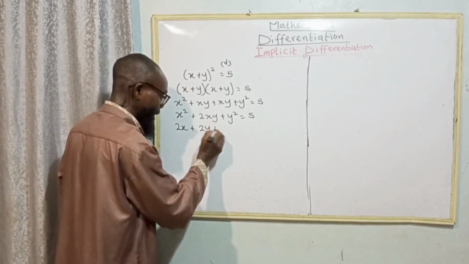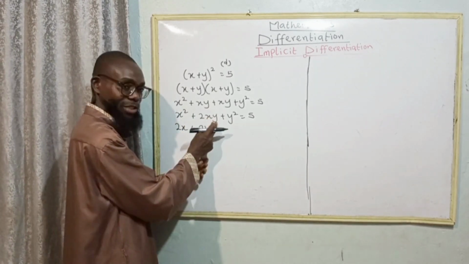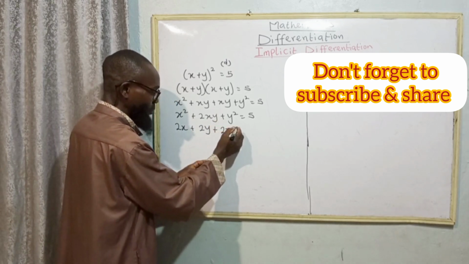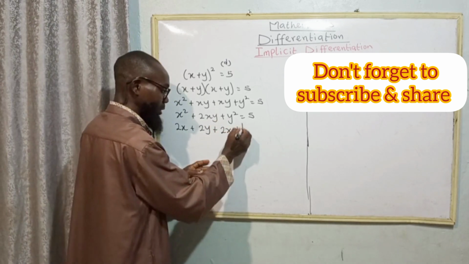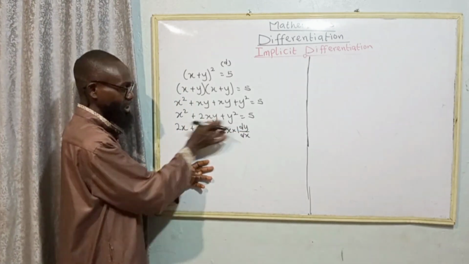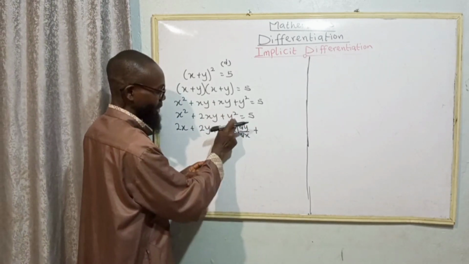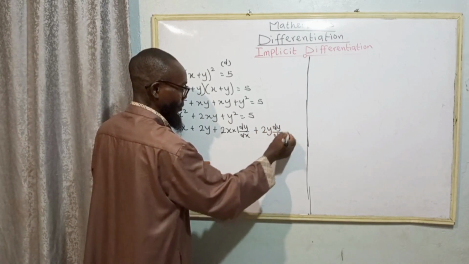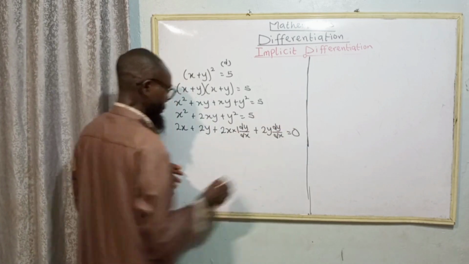Okay? Plus, I differentiated x. I want to differentiate y. If I differentiate y, 2x remains constant, and y becomes 1, isn't it? But it's going to become dy/dx anytime I'm differentiating for y. I've done this. Move on to this. Plus, differentiate this, we have 2y, then dy/dx. When I differentiate a constant, we have 0.